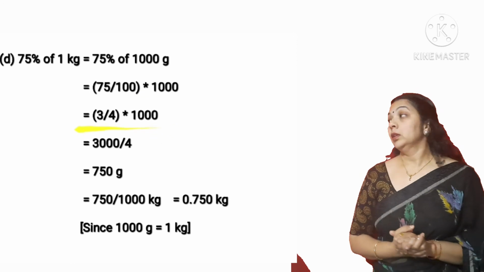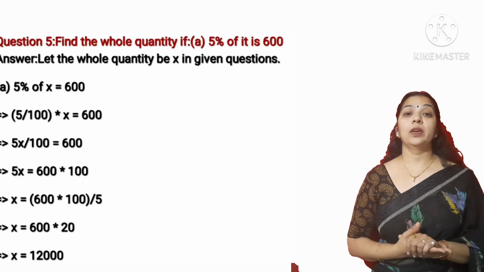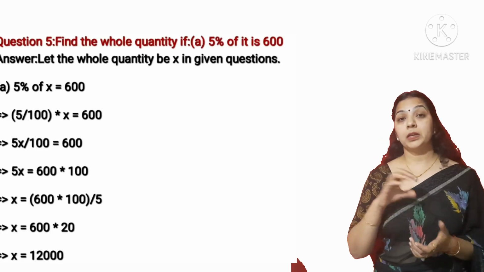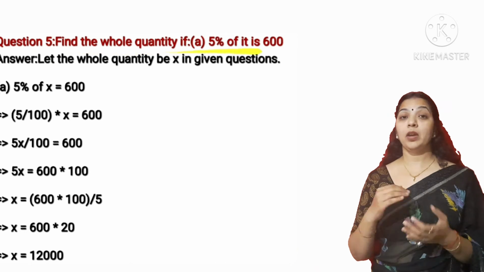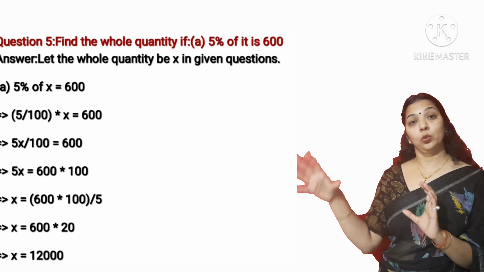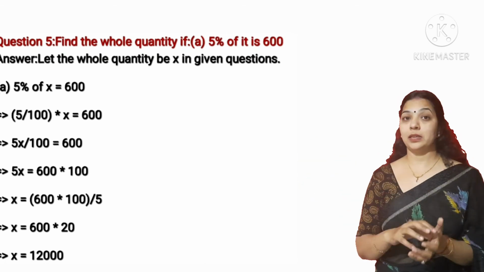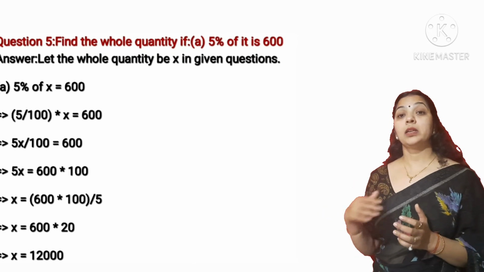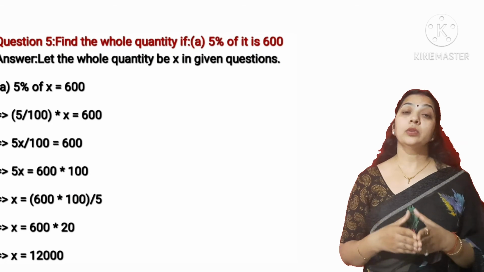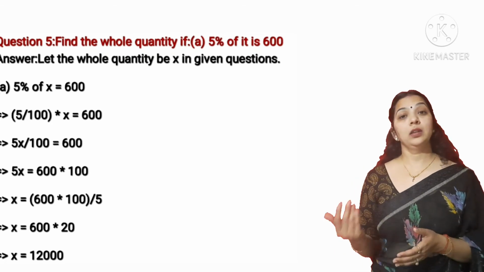Okay. Now the question number 5. Find the whole value if. Now in this question, the percentage value is given to us and we have to find out the whole. That means the percentage of part of that whole is given to us, that 5% of something is 600. So what is the total part? How are we going to do this question? We will let the whole quantity be x for the given question.